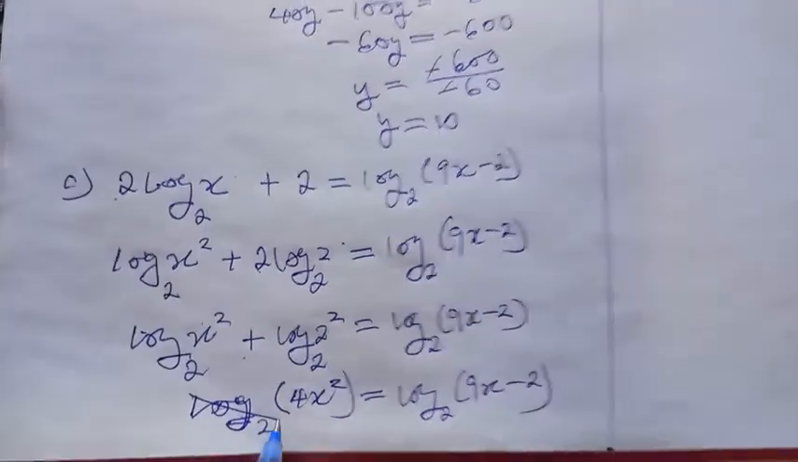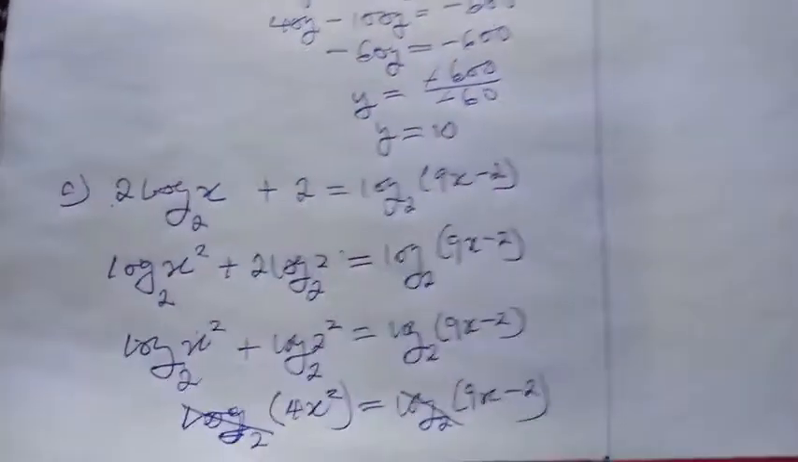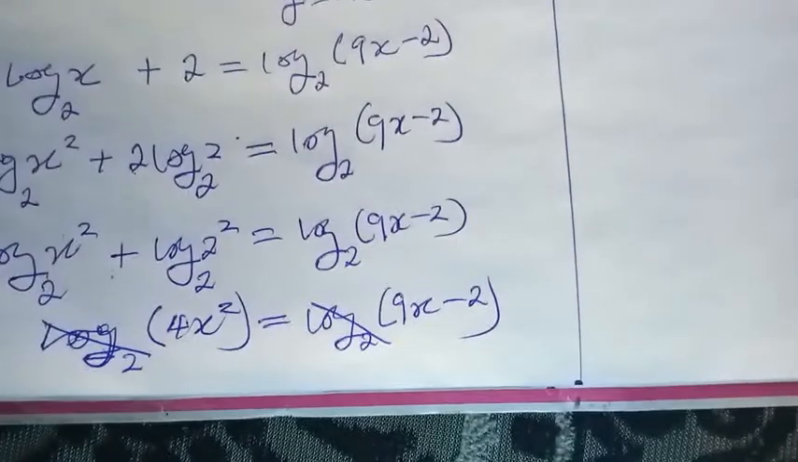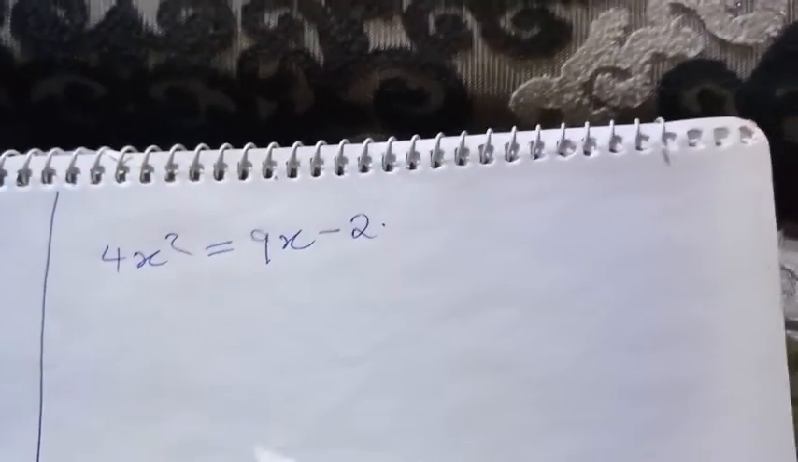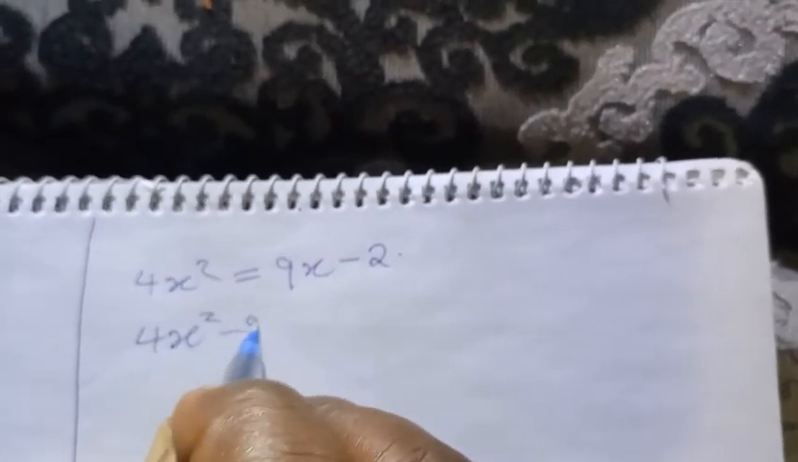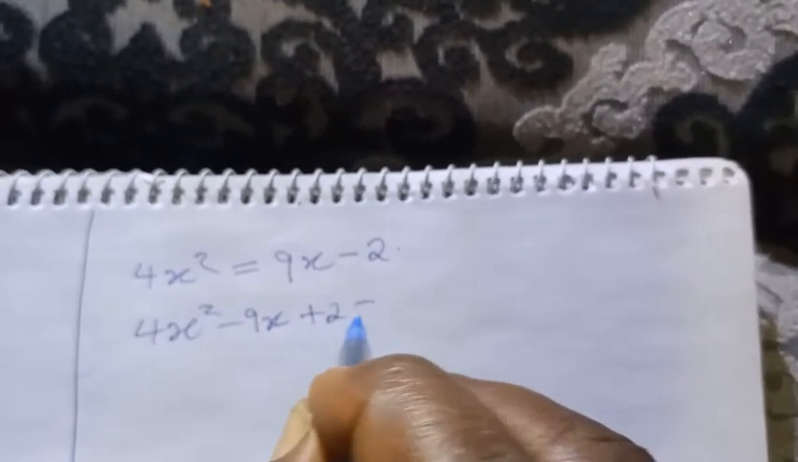So the logarithm here goes off with the logarithm here, right? Log base 2 goes off with log base 2, and then this is what we have here, right? So I can now write 4x squared equal to 9x minus 2. 4x squared is equal to 9x minus 2. Okay, now I group them. I rearrange to have 4x squared minus 9x plus 2 is equal to 0.